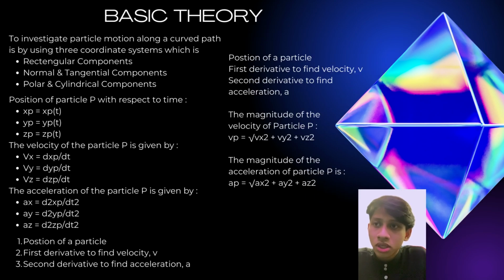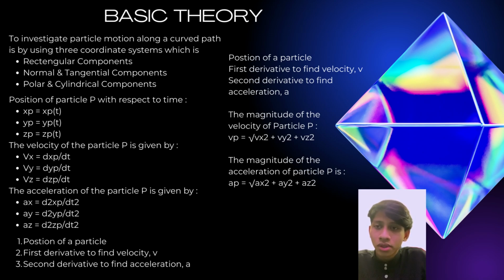To investigate particle motion along a curved path, we use 3 coordinate systems, which are rectangular components, normal and tangential components, and polar and cylindrical components. For example, we have the position of a particle P. From this position of particle P, we can find the velocity by the derivative of the position, and then we can find the acceleration by the derivative of velocity.